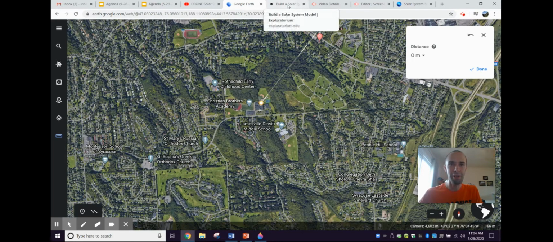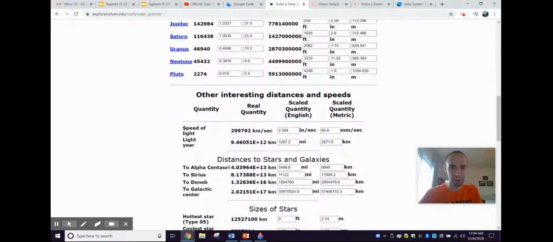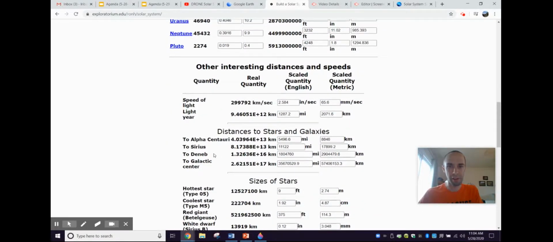And here's another thing about scale. Our solar system is obviously really large when you go out to the outer planets like that. But what about other stars? The closest star to us is called Alpha Centauri. It's super far away, about 4.5 light years. On our scale model, the sun would be another 12-inch sun or so, and it's 8,846 kilometers away.